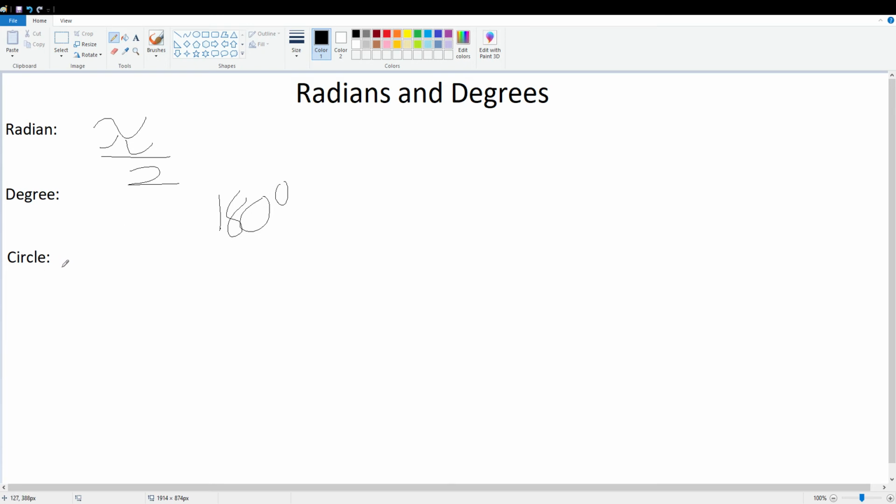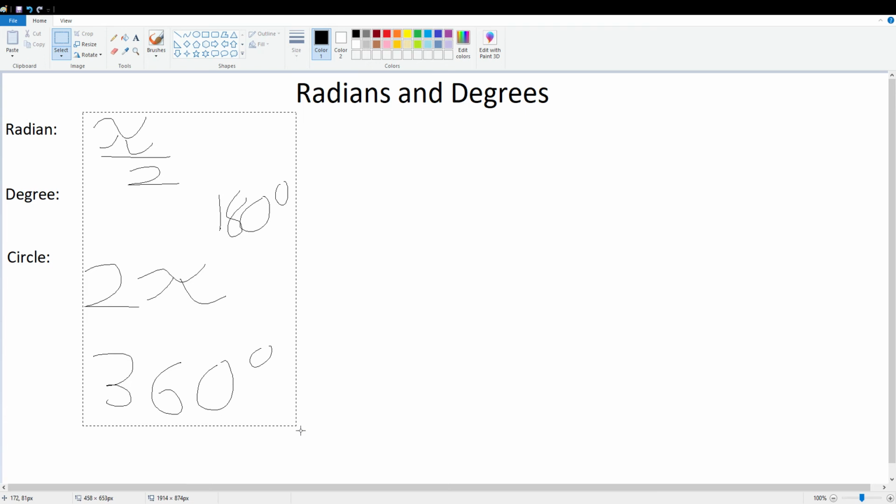Since they are based off a circle, a full circle, when written in radians, will be 2 pi, and if it's written as a degree, it will be 360 degrees. You'll notice that 360 degrees will make a full circle. Likewise, 2 pi will also make a full circle. Here, I got some examples to work over.